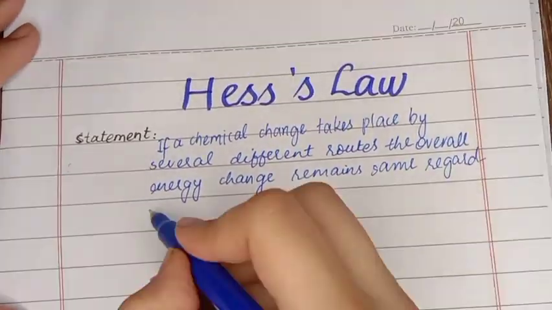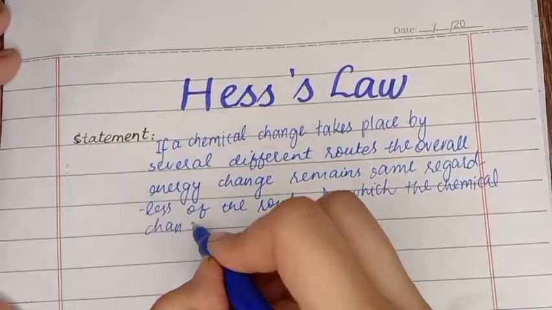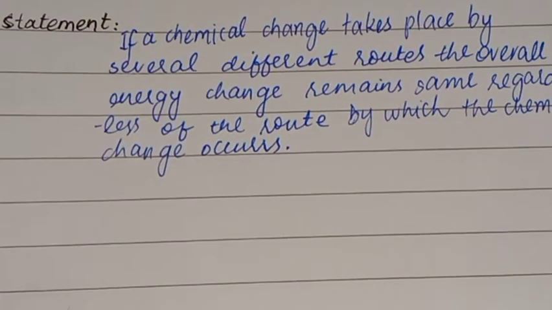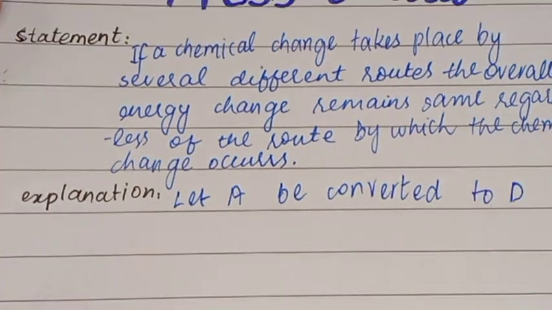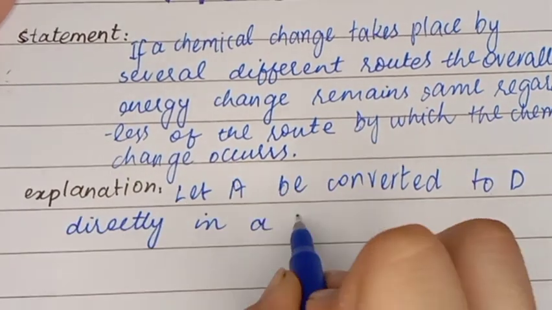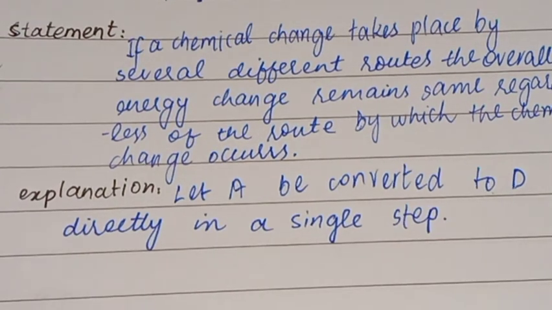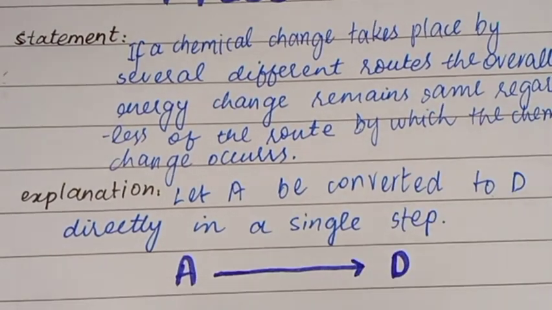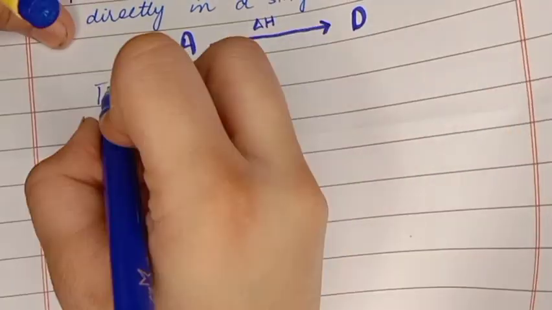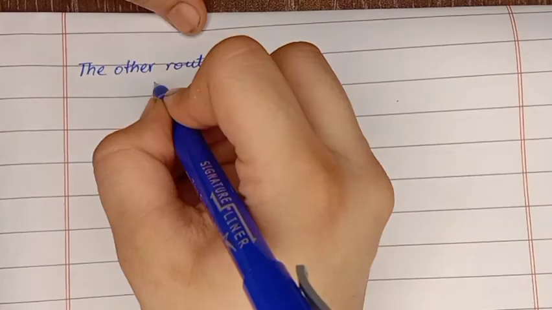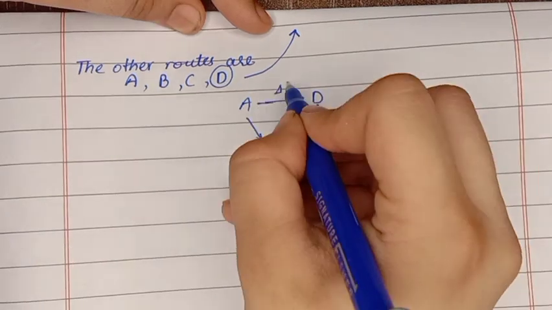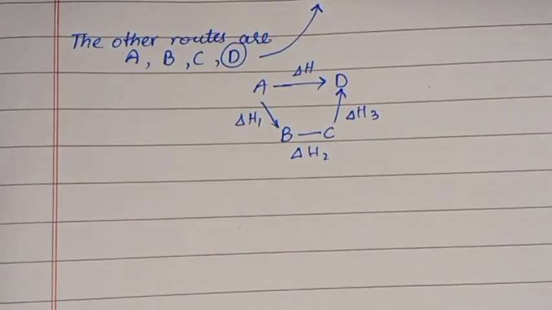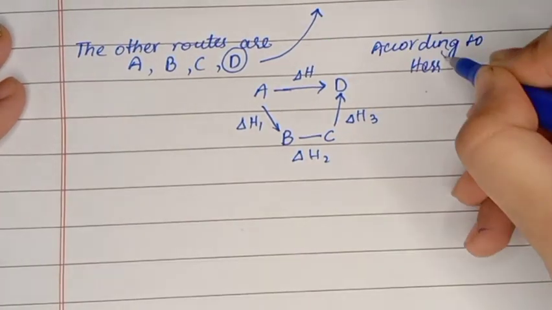For the explanation, if you take the example of A, B, C, D or a general reaction, we can say that A is converted to D by a path where the enthalpy change is delta H, and the other route by which that process can occur is A to B, B to C, and C to D. So the other routes will have the enthalpy changes delta H1, delta H2, delta H3, and according to Hess's law, delta H is equal to the sum of the energies of all the other paths through which the chemical reaction has occurred.